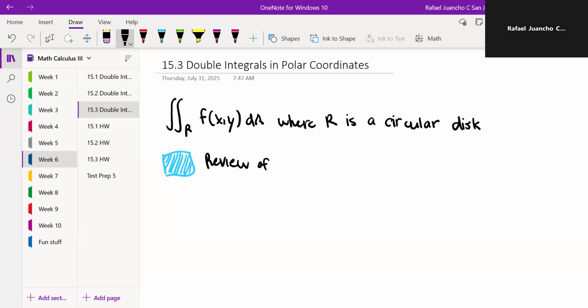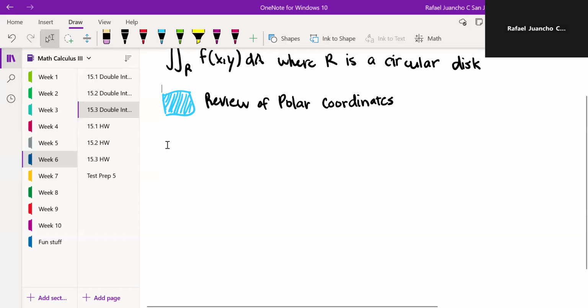So let's do a brief review of what this is. What are polar coordinates? Simply put, it was discussed in section 10.3. The concept of polar coordinates was newly introduced in section 10.3. Let me show a quick figure of how this looks when we apply it in 2D. So let's go to the 2D XY plane.